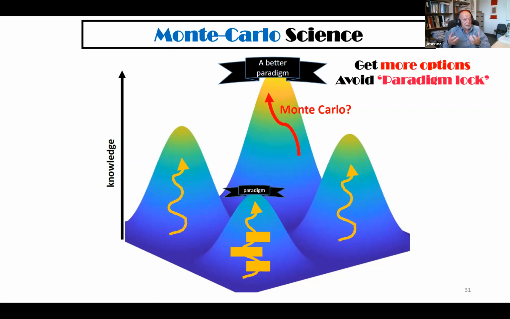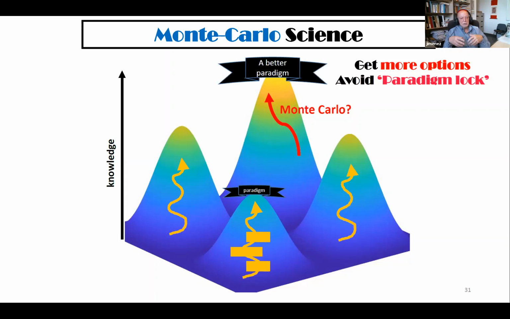Well, you can think of this as a natural selection of ideas. And what Monte Carlo is giving you is an improved rate of mutations, so that you can get better ideas faster.